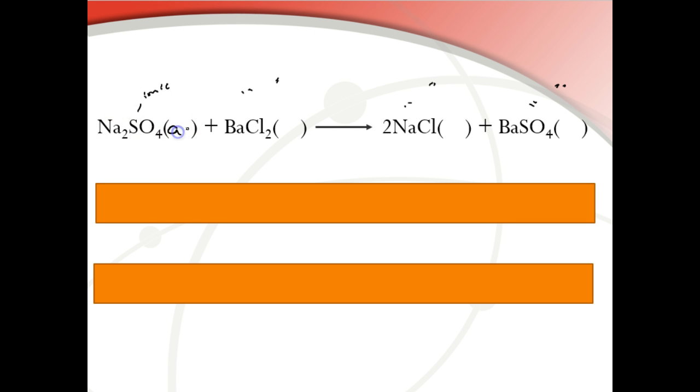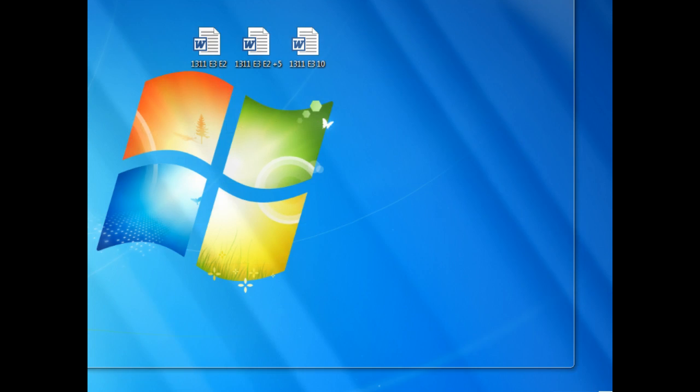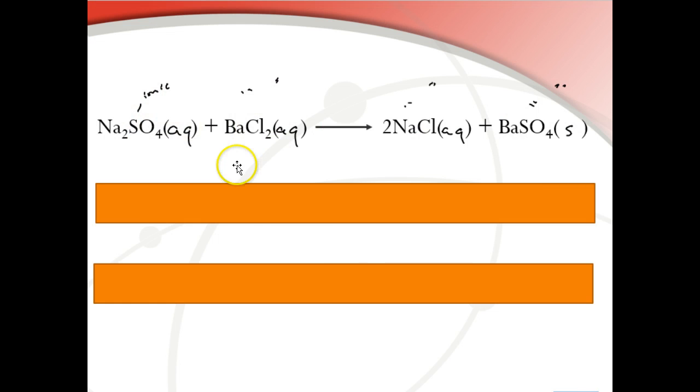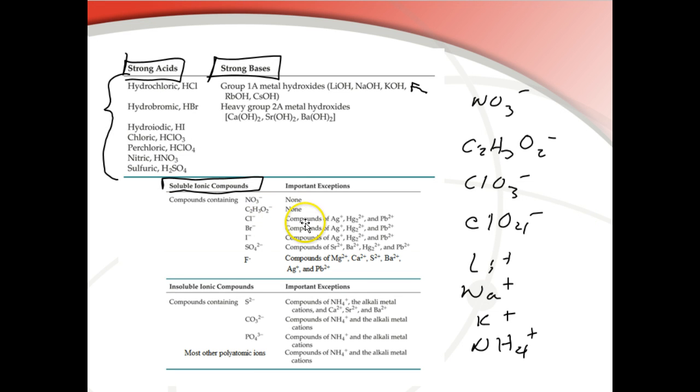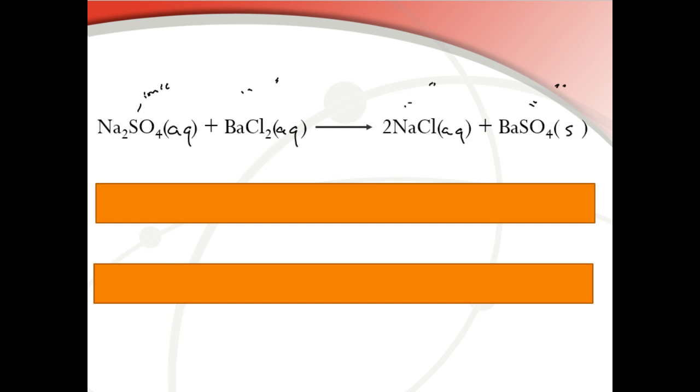So sodium, always soluble no matter what. So this guy, we're going to put AQ to denote that it's soluble. Barium chloride, also soluble. Sodium chloride, soluble. Barium sulfate is a solid. Sodium always has to be soluble, so we know those two are. If we go back to chloride, they're usually soluble unless we have silver, mercury, and lead, which we don't with barium, so that's good.